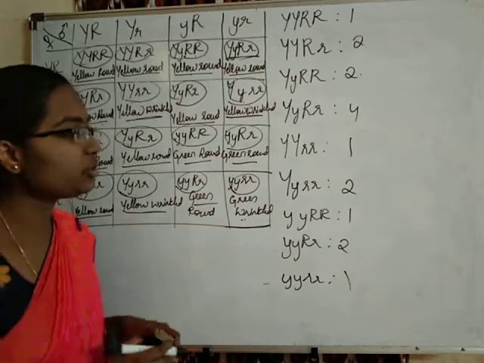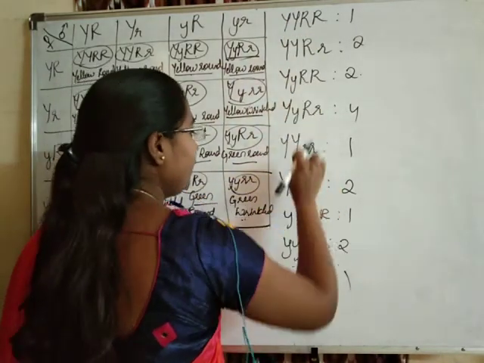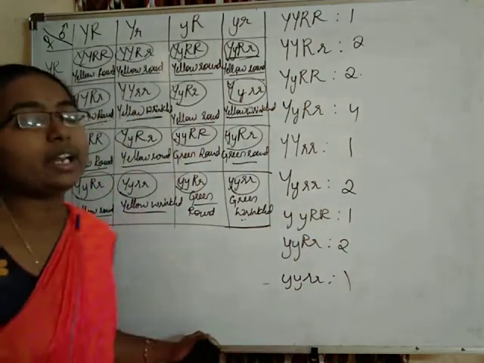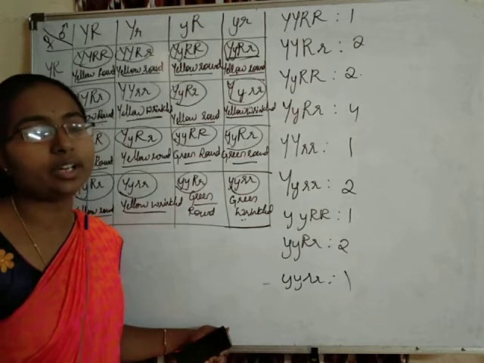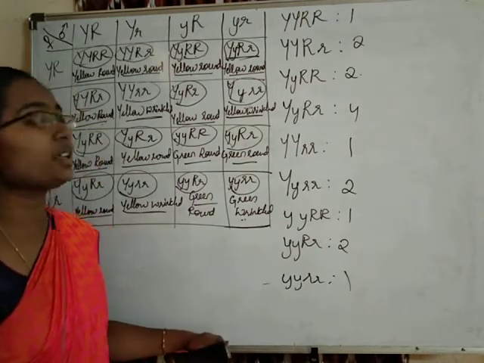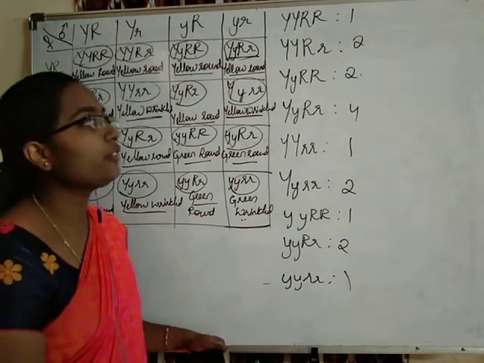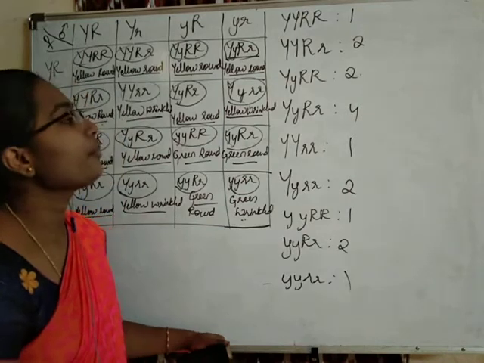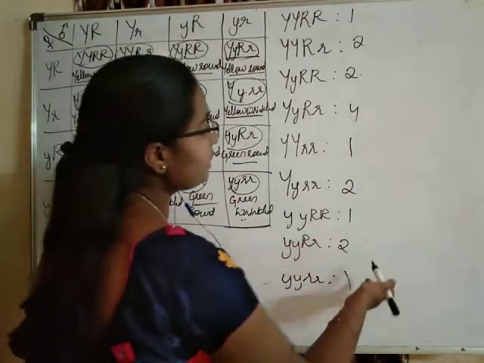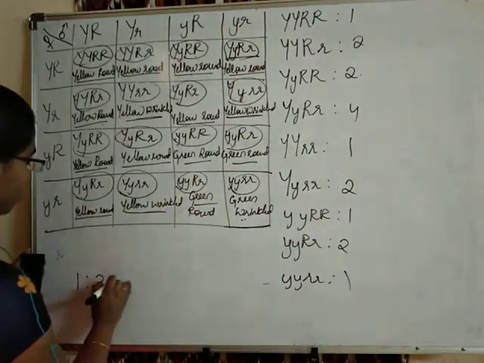So how many genotypes have we identified, students? 1, 2, 3, 4, 5, 6, 7, 8, 9. So totally we have observed 9 different types of genotypes in a dihybrid cross. These genotypes can be given a ratio; however, depending on how we consider it, the ratio is going to change, but generally it is like 1:2:1:2:4:1:2:1:2.